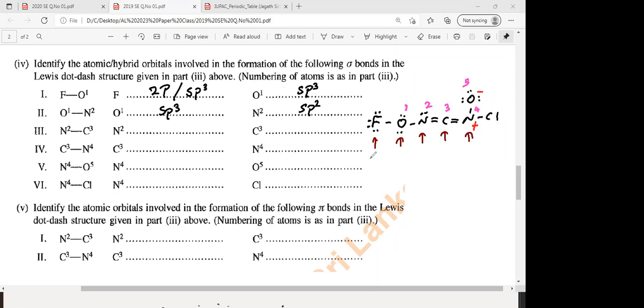Therefore, the best thing is what you can put here: sp2 or sp3. This one sp3. Like that you can write all this. Then it's easy, right? You can save time. You can quickly complete that without wasting time, and you don't need thinking time. sp2, sp3, sp2. C3 will be sp and N4 will be sp2.